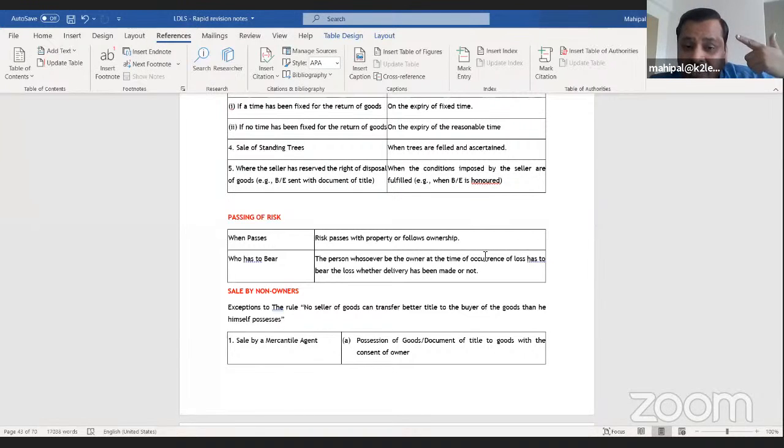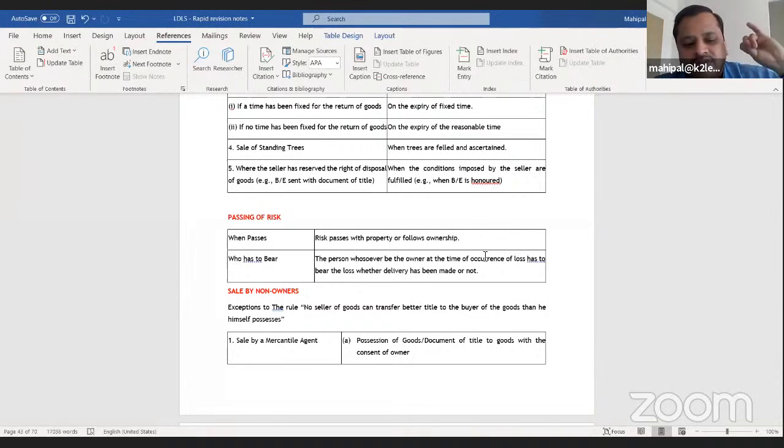Generally, it is passed as soon as the sale is made. But two exceptions. Number one, delayed delivery, and number two, intention of the parties. Am I clear? Sale by non-owner. Generally, a non-owner cannot transfer the ownership to the new buyer. But there are exceptions to the rule. Again, an important question from the examination point of view.